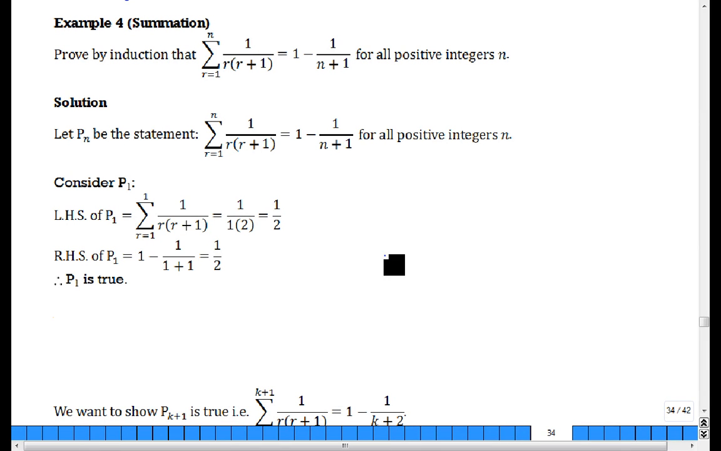Prove by induction this formula. So this is what you want to prove. This is the expression, a formula, so-called, you want to prove. Prove for what? For all positive integers n.